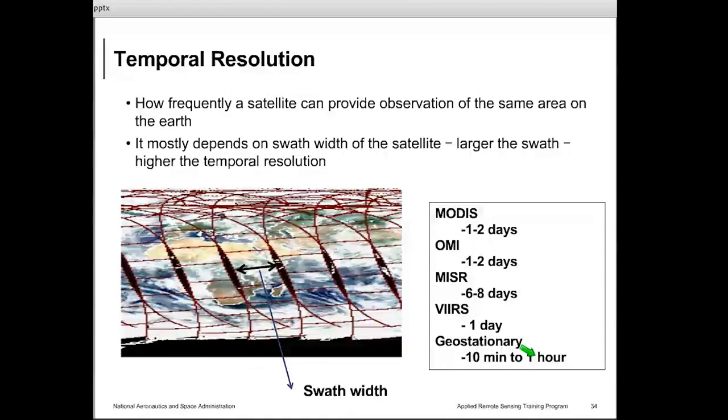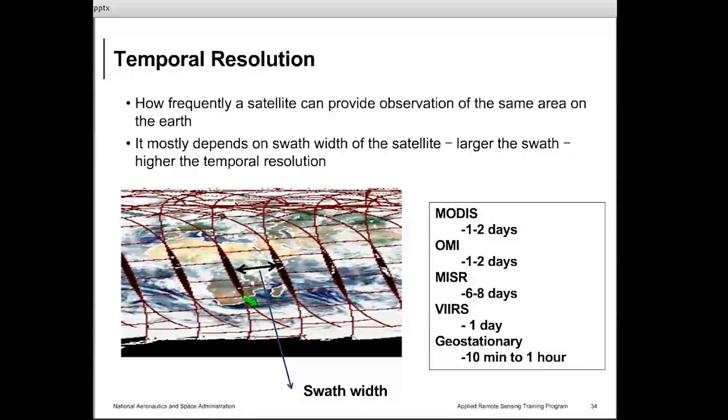Temporal resolution depends on the swath width, as I explained earlier. In this picture, this bit of the orbit across is defined as the swath width, as I defined earlier. So temporal resolution is defined by how frequently a satellite can provide observations of the same area on the Earth. It mostly depends on the swath width of the satellite. The larger the swath, the higher the temporal resolution.